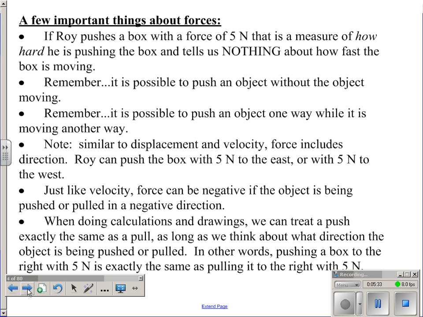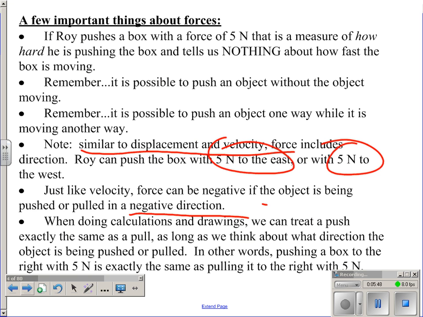Please note, similar to displacement and velocity, force includes direction. So Roy can push a box with 5 newtons to the east or with 5 newtons to the west. Okay. And because of that, force can be negative. Okay. 5 newtons to the west would be written as negative 5 newtons, and 5 newtons to the east would be written as positive 5 newtons.